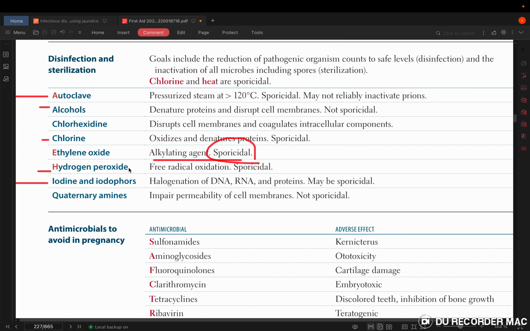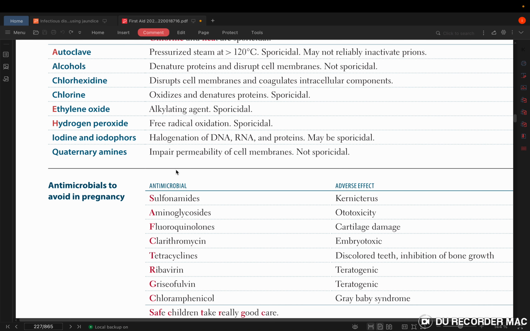It's sporicidal. Guys, let's say you have a patient with bacteria on his hand and you put hydrogen peroxide on it. What will you see? Will something special happen? Yep, it will start bubbling. Absolutely, it becomes foamy. Quite cool. That's because of the creation of a lot of free radicals.